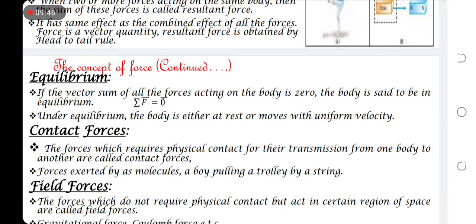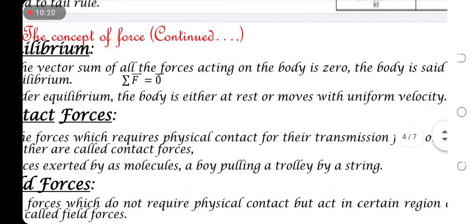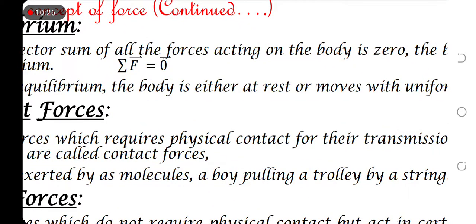So, if a body is at rest, it does not mean that no force is acting on it. Or if a body is moving with uniform velocity, it does not mean that only one force is acting on it. For bodies at rest or moving with uniform velocity, certainly there will be more than one force. The resultant of all these forces is the net force. Net force will be considered as zero. Under this situation, meaning rest and uniform velocity, the body will be considered in equilibrium.